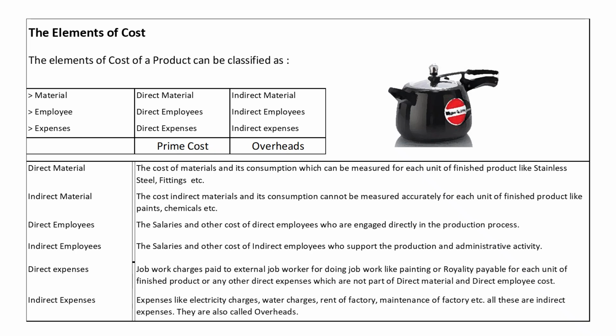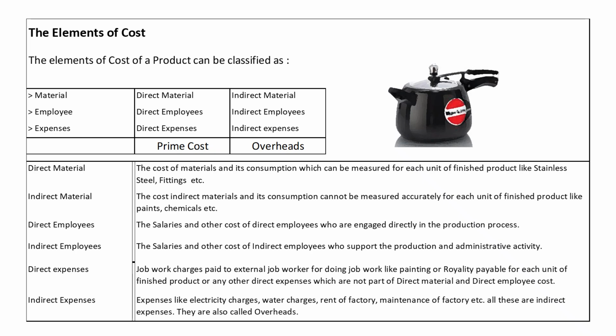Now the third one is expenses. Again, expenses are in two categories: direct expenses and indirect expenses. Direct expenses. These are the expenses that are directly related to production but do not fall under material or employee cost. For example, job work charges paid to an external job worker for processing like painting, etc. Royalty paid for each unit of finished product or any other expenses that are directly traceable to a product.